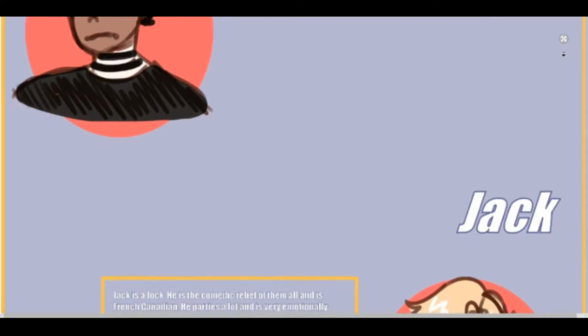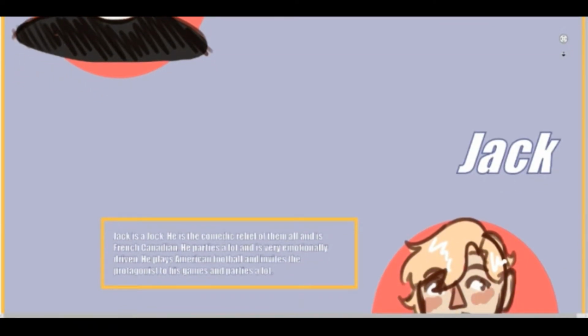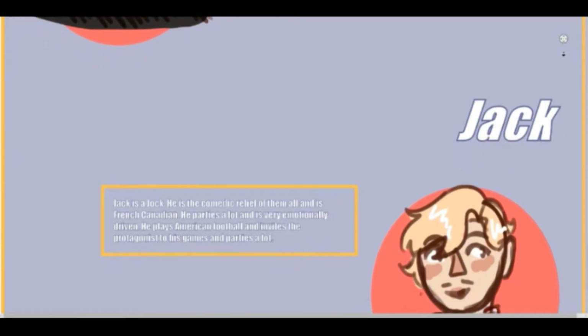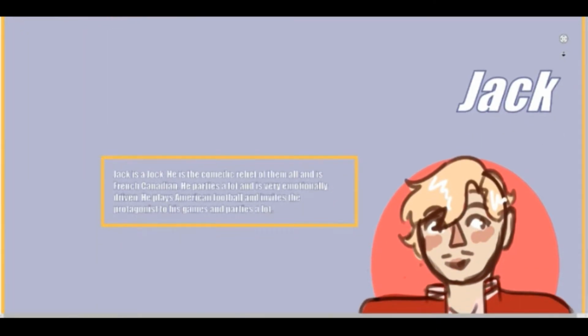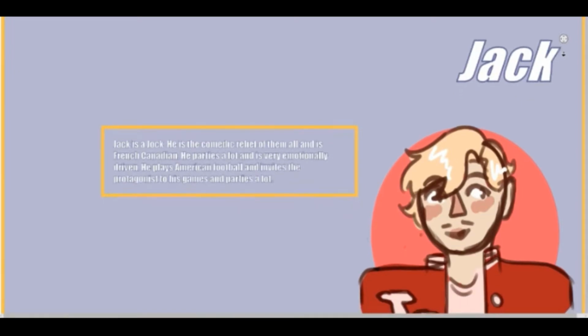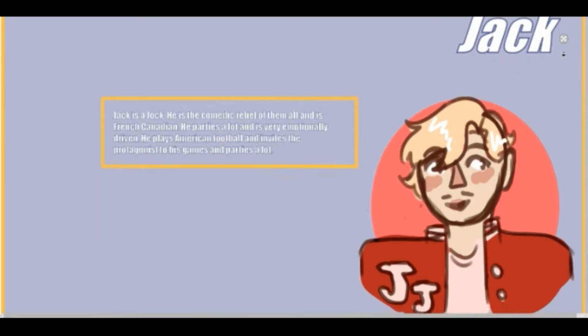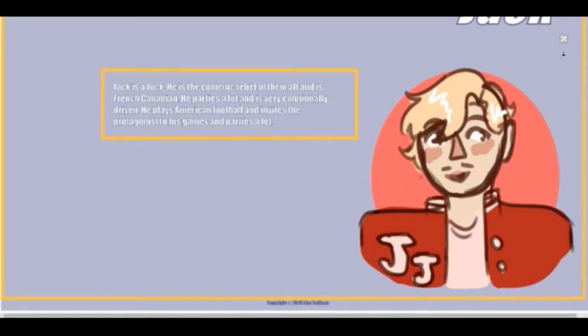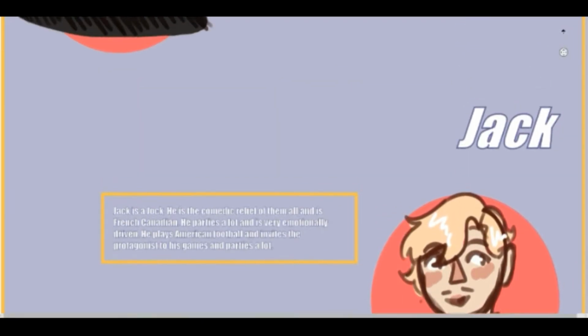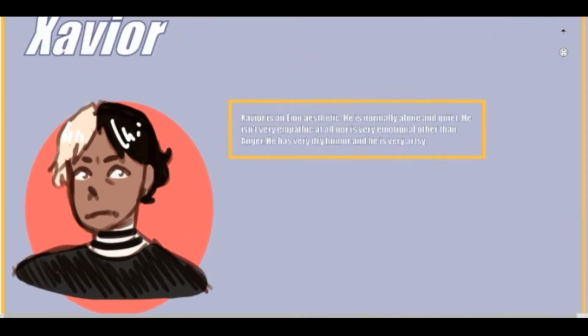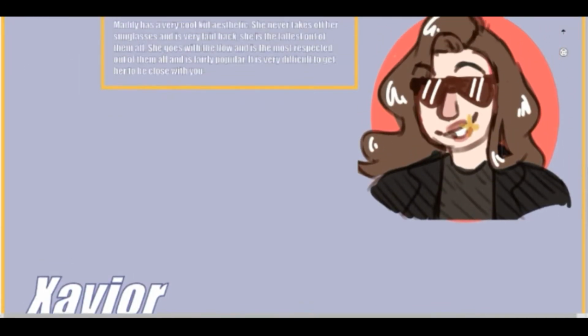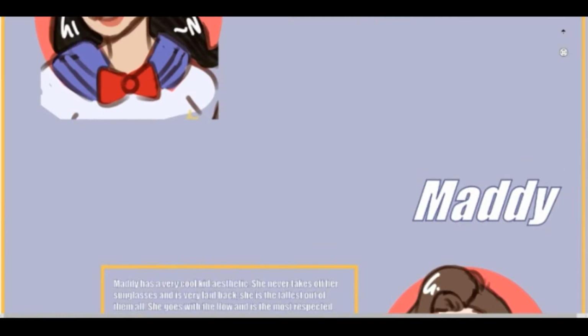So the next character we have here is Jack. So Jack is the comic relief, I guess we could say, of the entire bunch of the characters. He's a very athletic person, and he's very outgoing. He plays a lot of outdoor games like American football and soccer, and of course he parties a lot. So then just a recap of the page and all the characters.